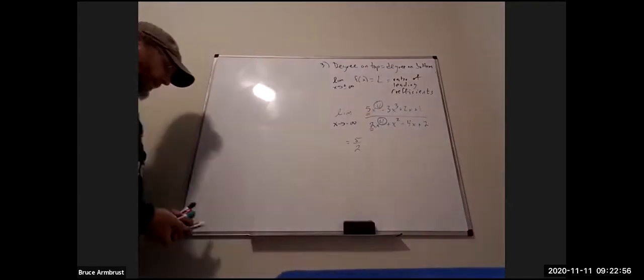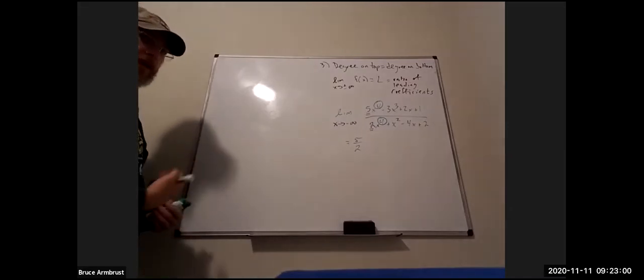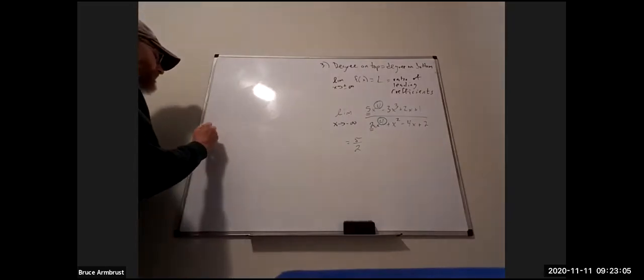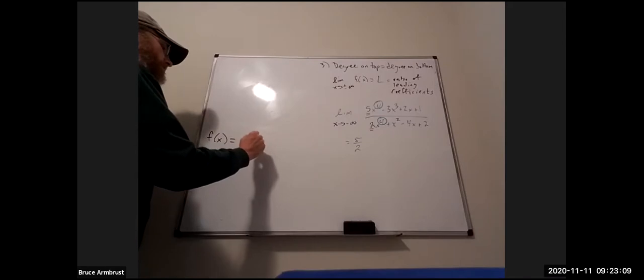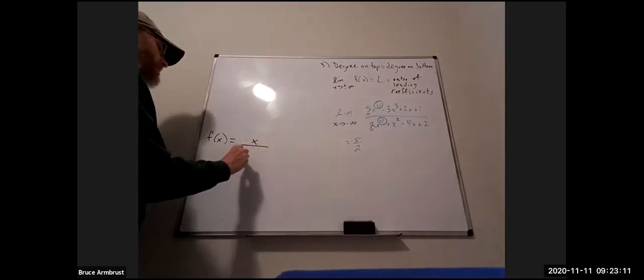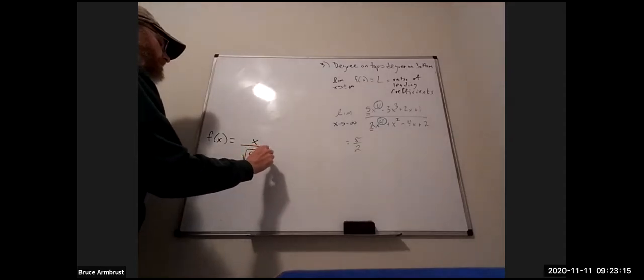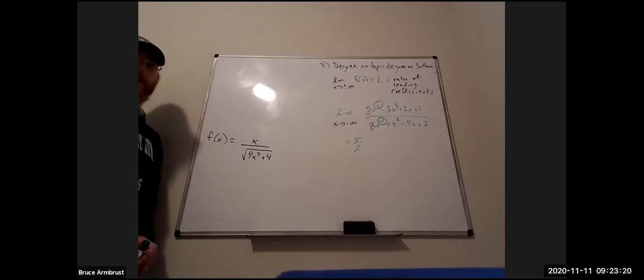And this time, let's use a radical. Let's throw a root in here, but we're still going to make it a fraction function. So let's make this one x over the square root of 9x squared plus 4. And so my question here is, what happens as we go towards plus or minus infinity?